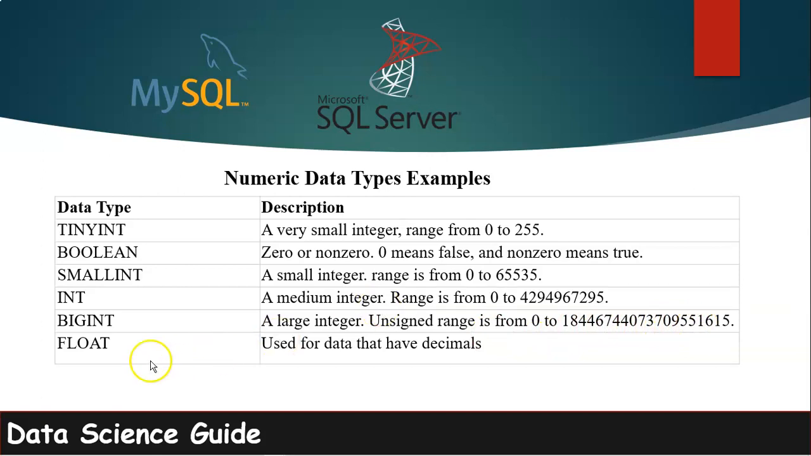And finally here is the float data type. This is a numeric data type for data that have decimals. If you want to have decimals, a decimal point, we usually use this type. And again, this is not all the numeric data types. These are examples for the most used data types.